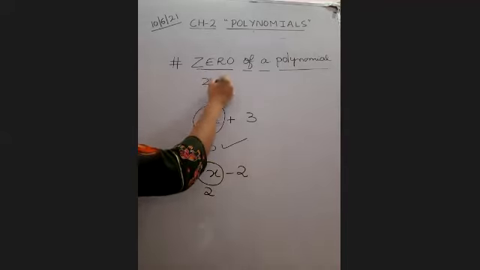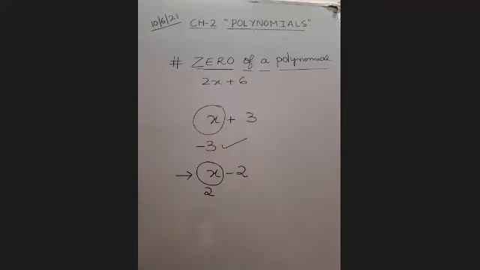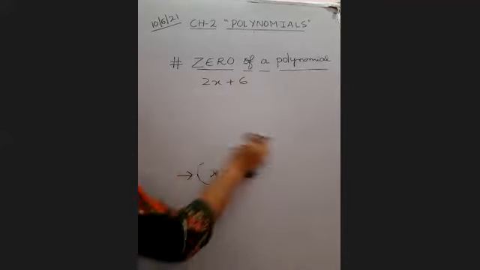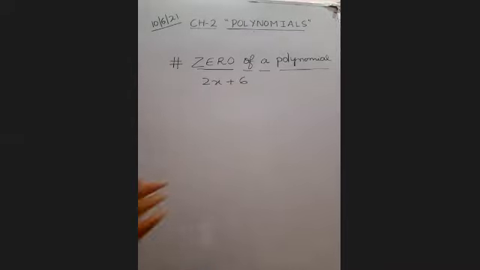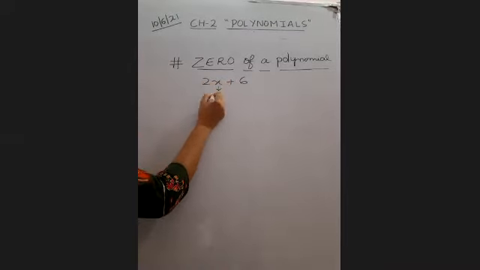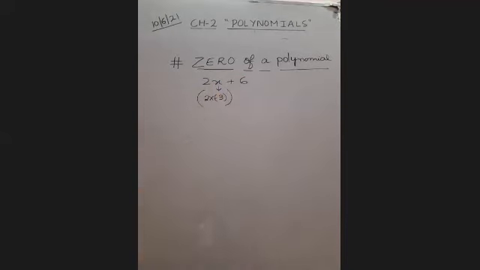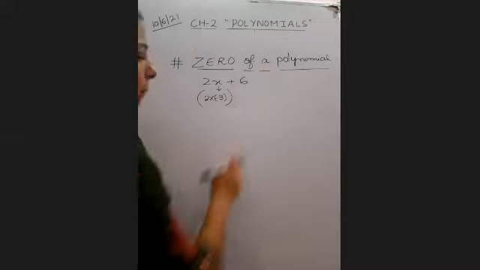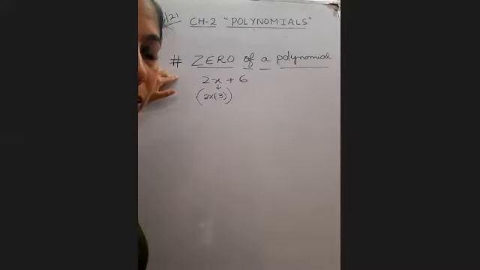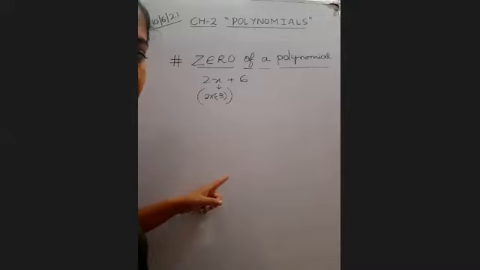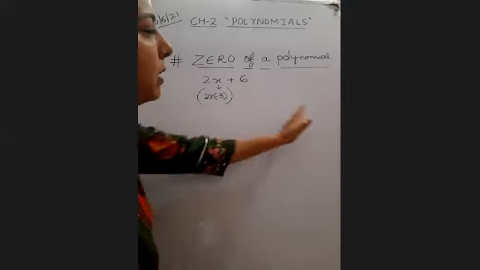If I have 2x plus 6, how to find 0 of such polynomial? Minus 3. Because 2 into minus 3 makes it minus 6, and minus 6 plus 6 becomes 0. So, I'm repeating, 0 of a polynomial is that value of a variable on putting which the polynomial reduces to 0.